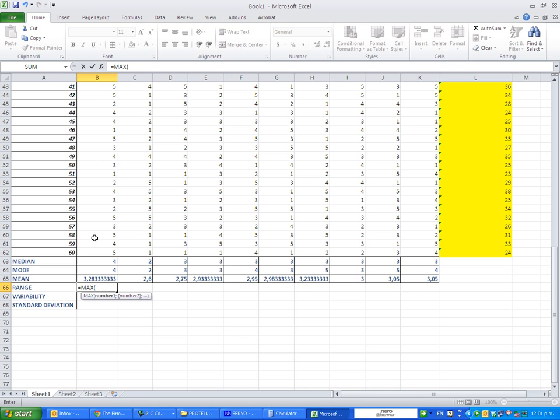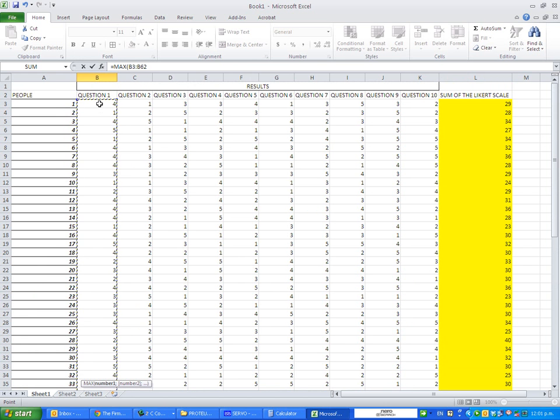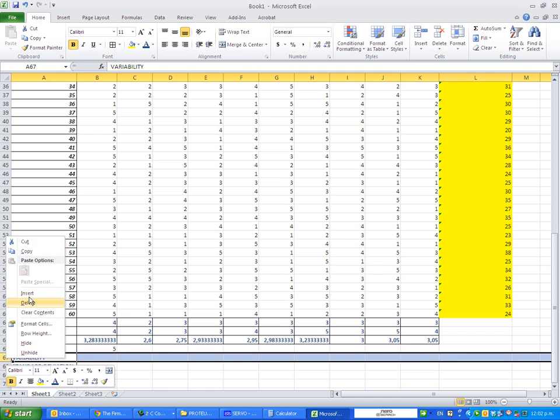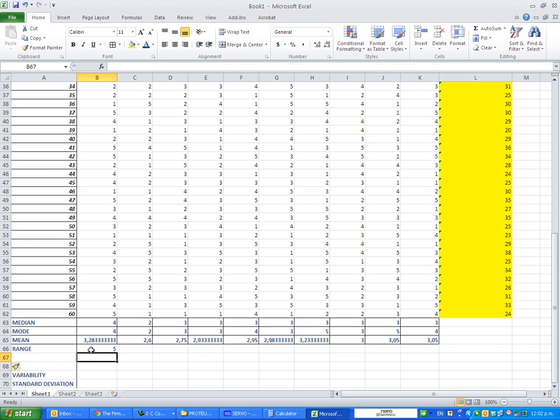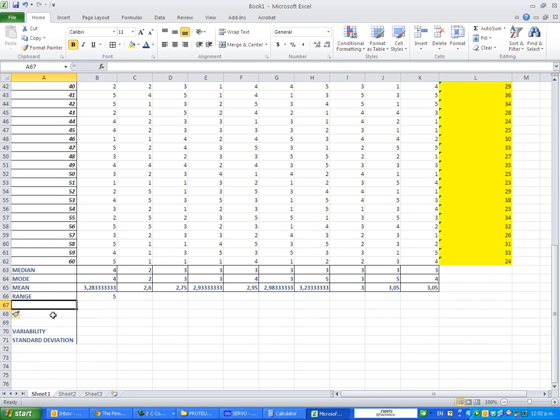Okay, so the max number in this set of data is 5. I'm going to insert another row because I'm going to need 2 more rows. So I have the range where I have the max number and the minimum number. Okay, so we have, let me insert another one. Okay, so I'm going to write down max number, min number, and the range.